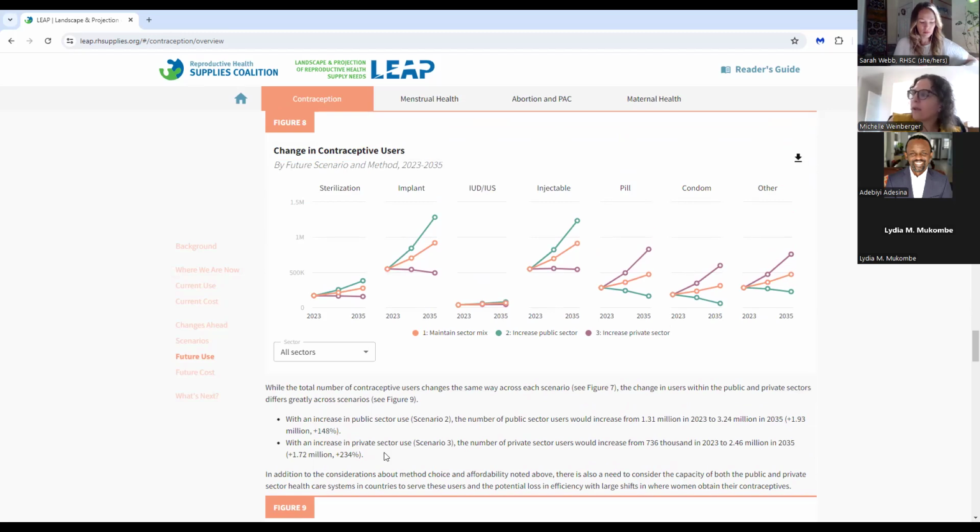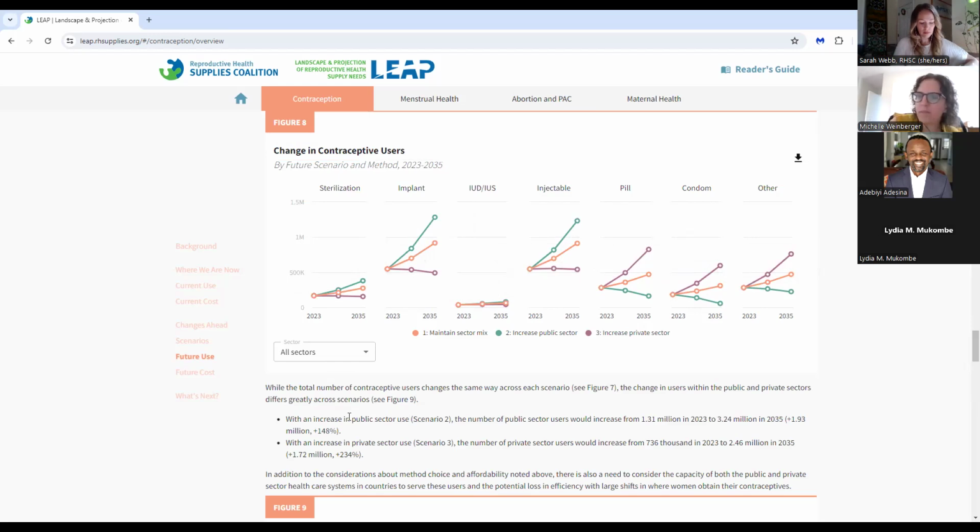Again, this is similar to the method mix graph we saw above. The orange line is our maintain scenario, the teal line is our public sector increase, and the purple line is our private sector increase. So with the public sector increase, we see increases especially for long-acting and permanent methods. And with the private sector increase, we see big increases in the use of pills, condoms, and other modern methods.